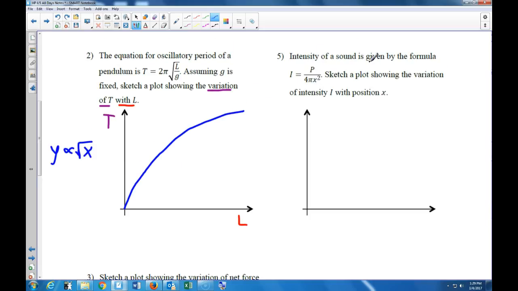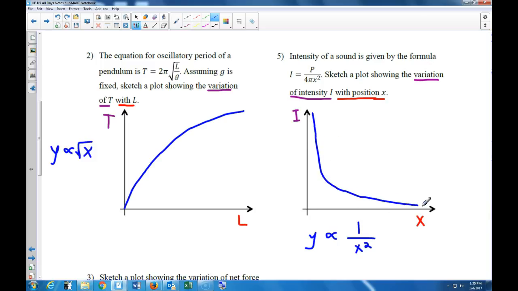Number 5. The intensity of a sound is given by the formula I equals P over 4 pi x squared. Sketch a plot showing the variation of intensity I with position x. We've got variation of intensity, that means intensity is my y-axis. And they say with position, which means my position x is the x-axis. Then I take this equation and I write it again, but this time as a proportionality. So I, intensity, is on the y-axis, so that becomes y. The equals goes to a proportional symbol. P is a constant, so it becomes 1. 4 and pi are constants, so they become 1, so I'm not going to show them. And then I have position x, and it's already an x, so I keep it an x, because it's on the x-axis. And what do I have? This is inverse square, so I draw the inverse square shape. Something like that, maybe.